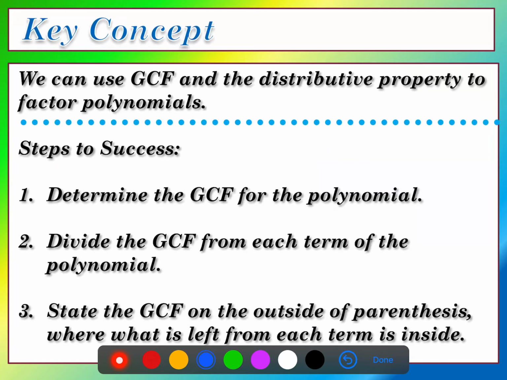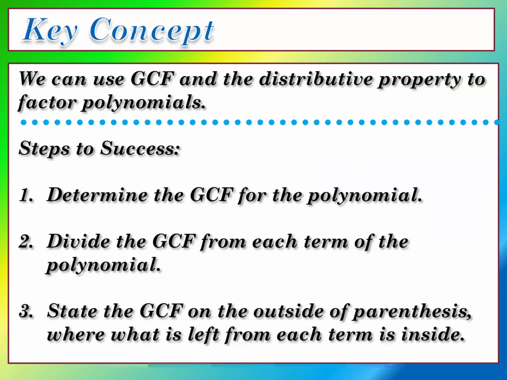Okay, because now we're going to use the distributive property to factor polynomials. So before we were just stating the GCF, now we're going to use the GCF to factor. And factoring is going to make it look like a distribution problem. So determining the GCF of the polynomial is the very first thing that we need to do. And then we're going to use division to factor it out from each term.